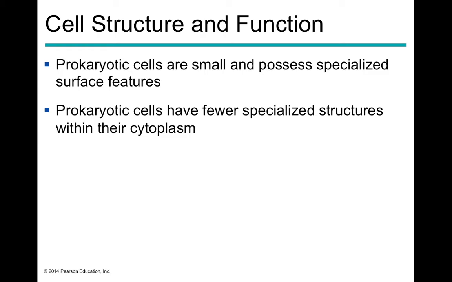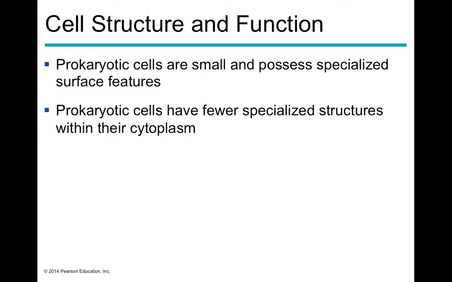Prokaryotic cells are much smaller than eukaryotic cells. I think I've hammered that home a couple times. And while they do have specialized surface features in some ways, they also have fewer specialized structures inside the cytoplasm themselves. So you can kind of compare this to the type of house that someone lives in, right? A eukaryotic cell is kind of like a large house with multiple different rooms that have specialized function. So you have a separate room in which you might bathe, from a room in which you might sleep, from a separate room in which you might cook, from a separate room in which you might lounge, right?